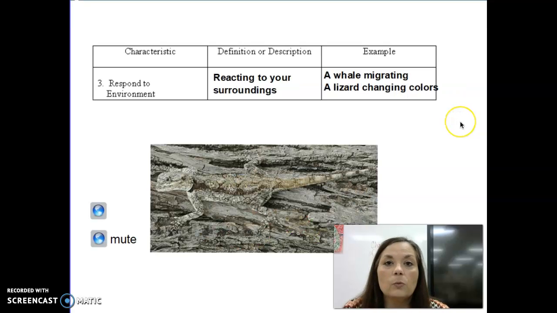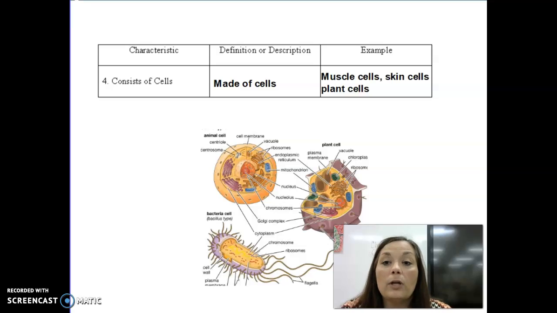All right, the next one is responding to the environment. This is any way that an organism reacts to its surroundings, okay? So the example I have here in the picture, that is a lizard, and obviously it has the ability to camouflage. I'm sure you've seen a lot of these around, not this particular lizard, but different lizards that can change color. When a whale migrates from Maine all the way down to Florida and back, that is responding to the environment.